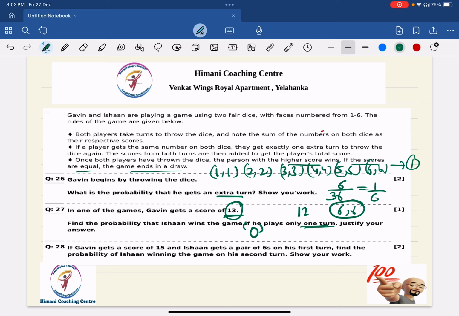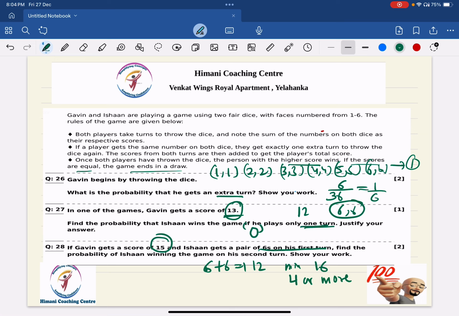If Gavin gets a score of 15 and Ishan gets a pair of sixes on his first turn, find the probability of Ishan winning the game on his second turn. Show your work. Now understand, Gavin has got a score of 15. Ishan has already got 6 and 6, so his score is already 12. In order to win, because Gavin has scored 15, the minimum that Ishan needs is 16. So he needs to score 4 or more. Are we clear?